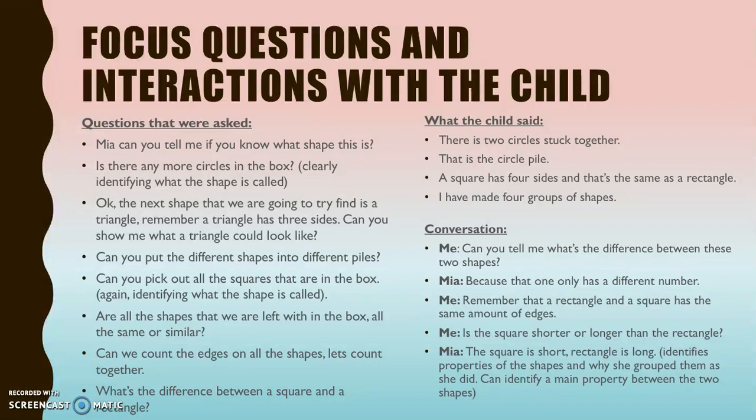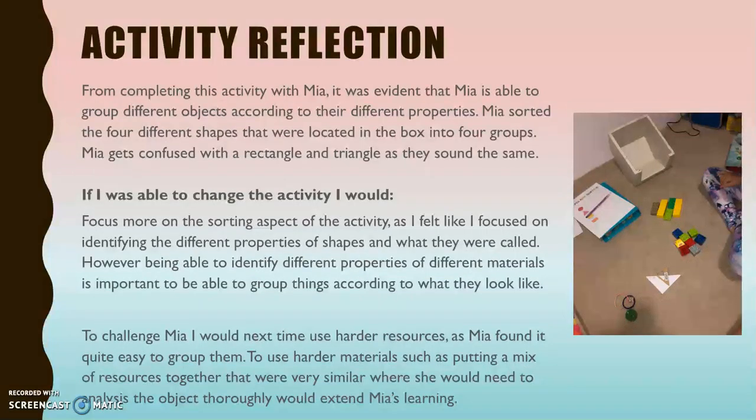She stated that there were 2 circles stuck together. So again, she's able to identify that it was a circle. And also, again, the square has 4 sides, and that's the same as a rectangle. And then there's the conversation that I thought was really important, which is again how we talk about why the square is short and the rectangle is long, and how we need to identify the differences. So just an activity reflection.